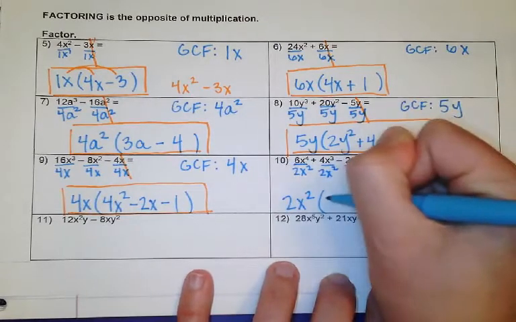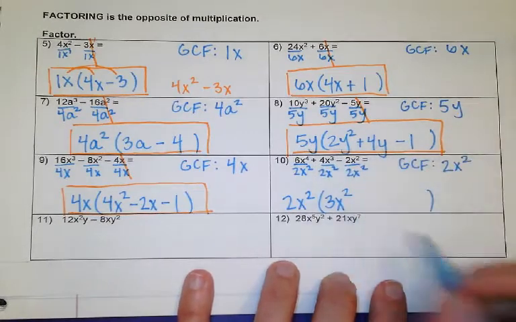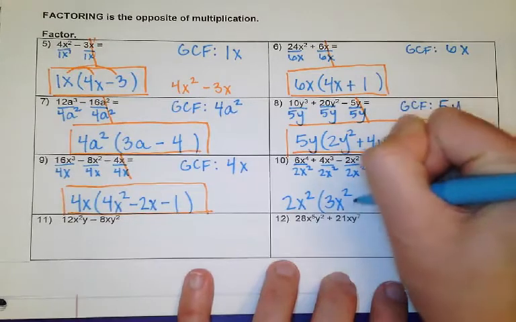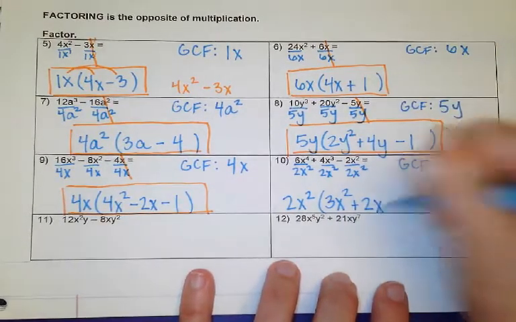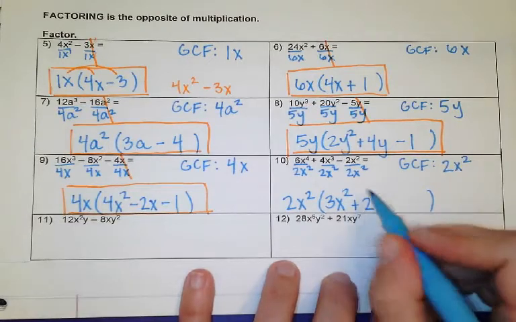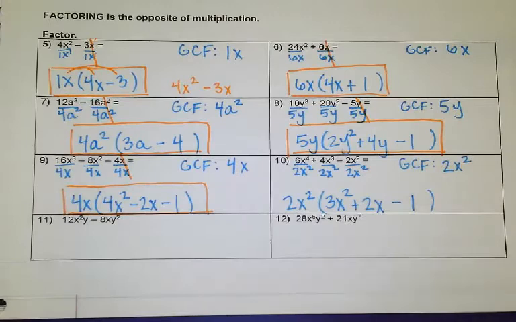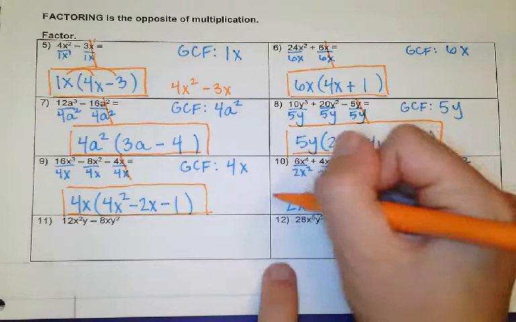6 divided by 2 is 3. I had 4 x's, I took 2 out, so it leaves an x squared. 4 divided by 2, I have a 2. There were 3 x's, I took 2 out, and I have 1 left. And negative 2 divided by 2 is negative 1. And then my x squareds cancel. So there's my final answer.